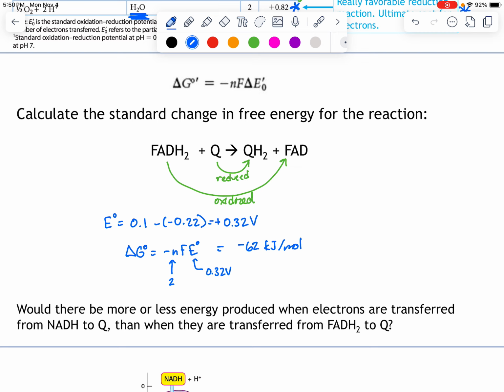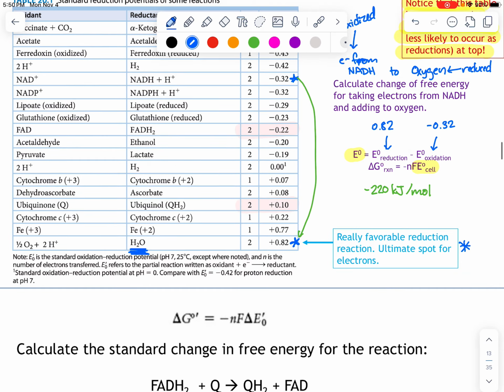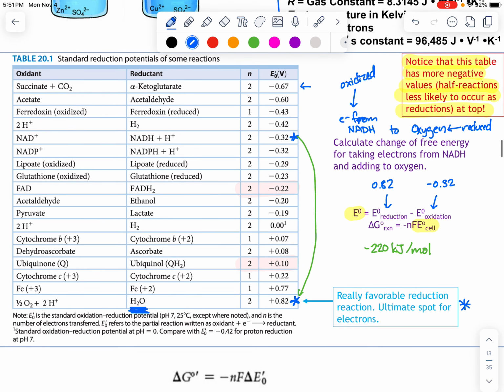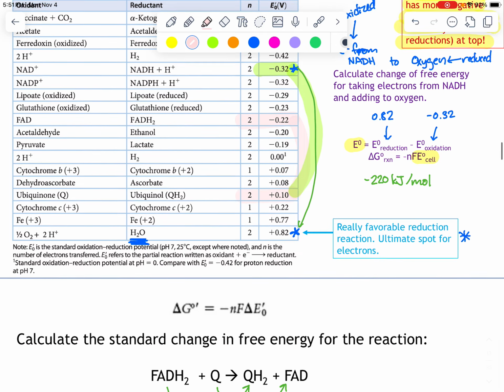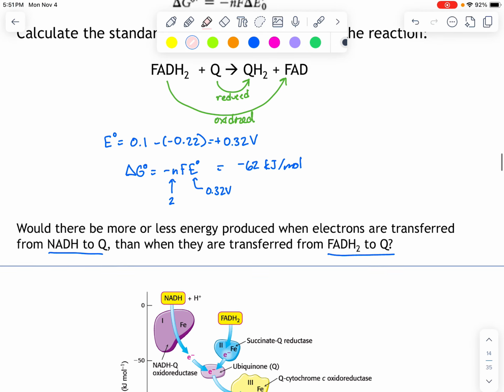When you look at this, would there be more or less energy produced when electrons are transferred from NADH to Q, or when they are transferred from FADH to Q? If we come back up here, the pink highlights were the FADH, and then here's the NADH. Notice that there is a bigger gap here than we see here, right? So we would see more energy being transferred when the electrons are going from NADH to Q.